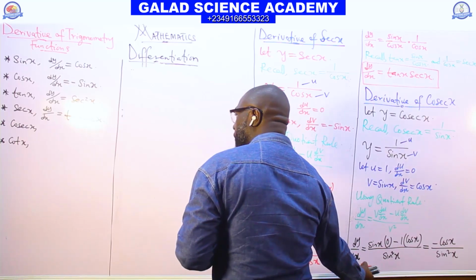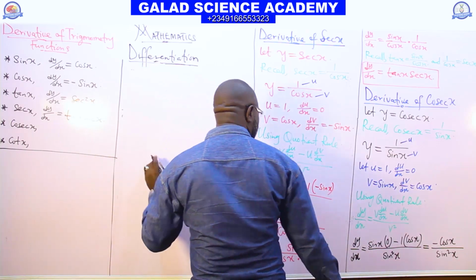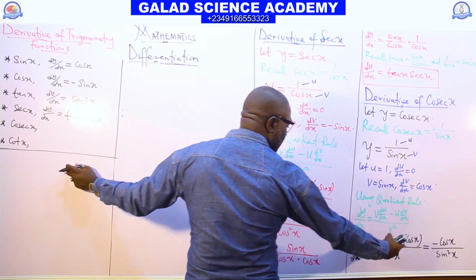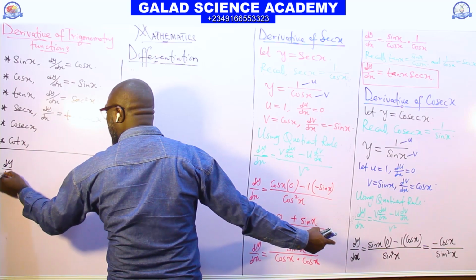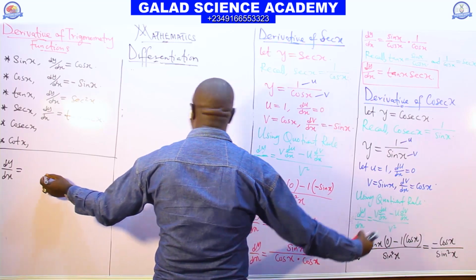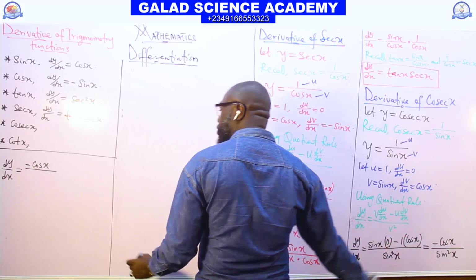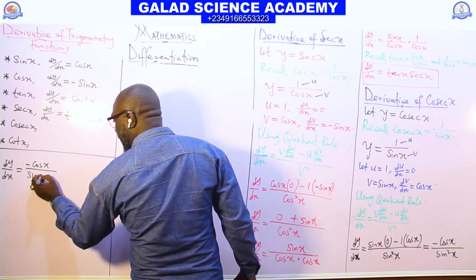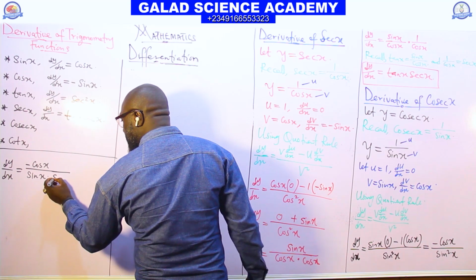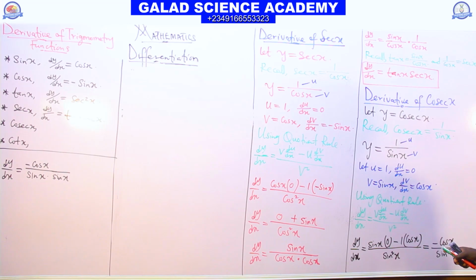So here now, let's continue from here. Here I'm having dy/dx should be equal to minus cos x over this sin squared x. Split it for me: sin x dot sin x. Do you understand it? I split this sin squared x into 2.